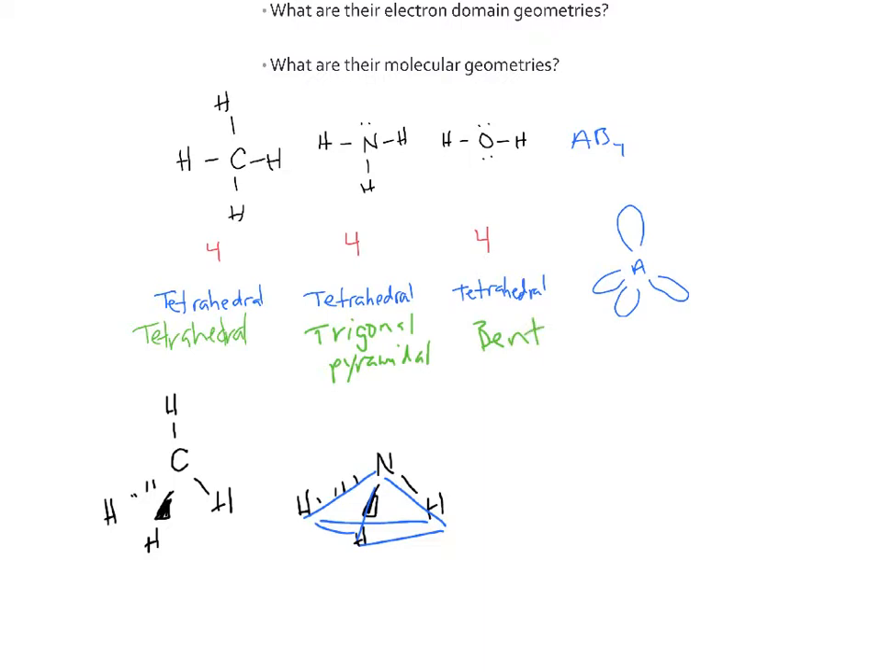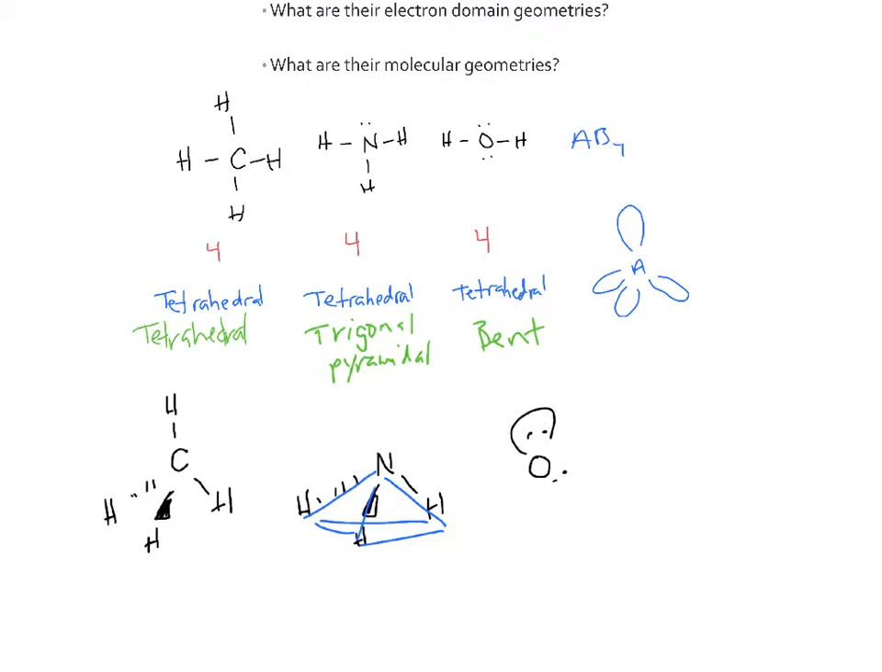So what does that mean? Why is it called bent? If we draw, here's oxygen, the central atom. These 2 positions right here, here and here, are going to be my lone pairs. Why? Just because I'm choosing to make those my lone pairs.